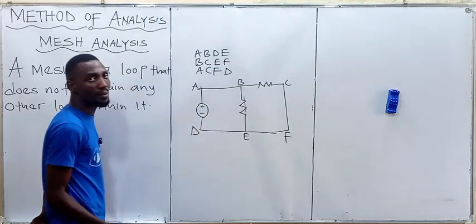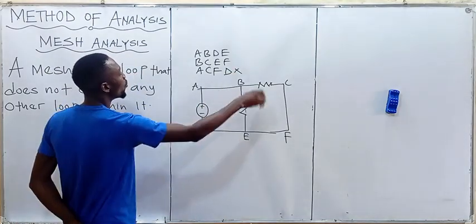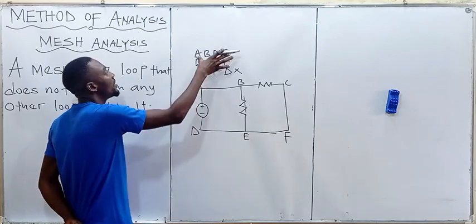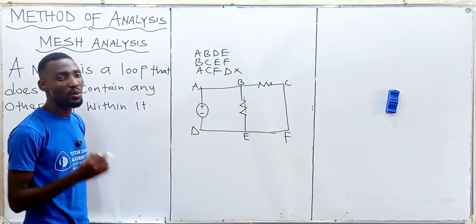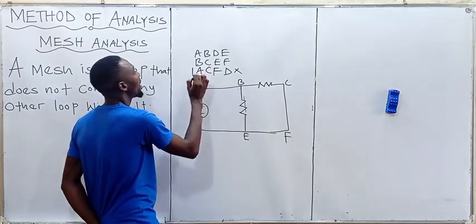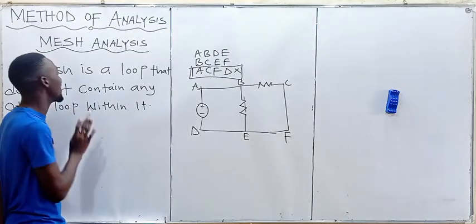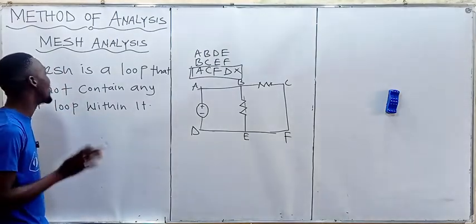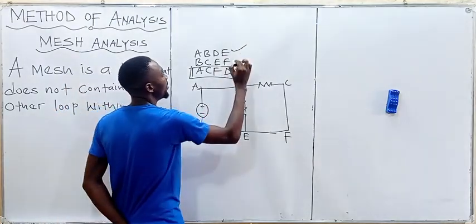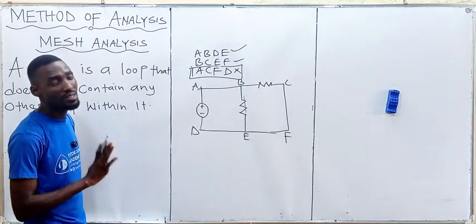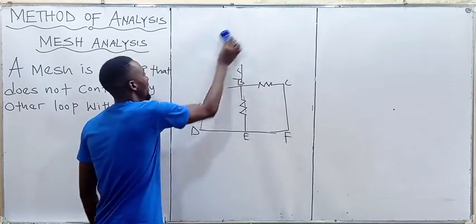Now, if you consider this third loop, you are going to observe that it contains this loop and this loop within itself. I hope you understand. So that is why we are not going to refer to this as a mesh. Do you understand? Because we said a mesh is a loop that does not contain any other loop within itself. Is that clear? So it means we have two meshes. I hope this explanation is well understood. You can comment in the comment section.